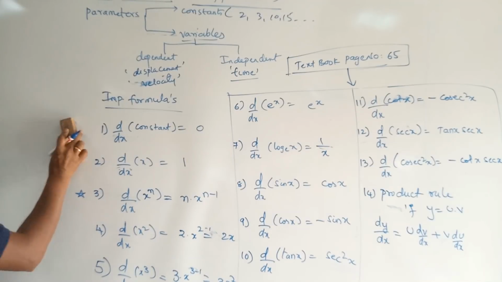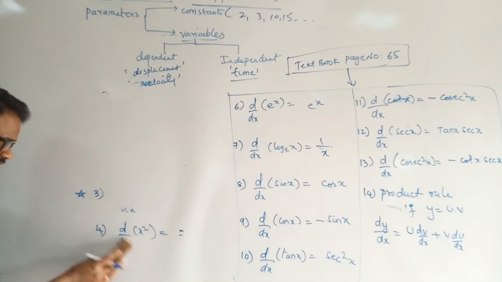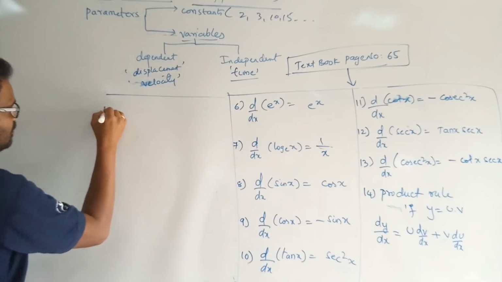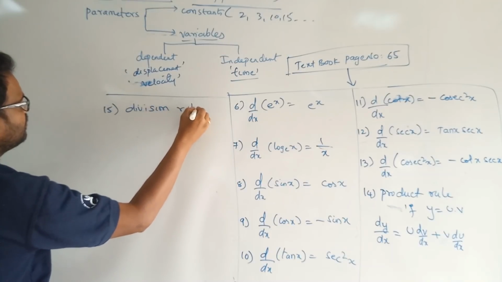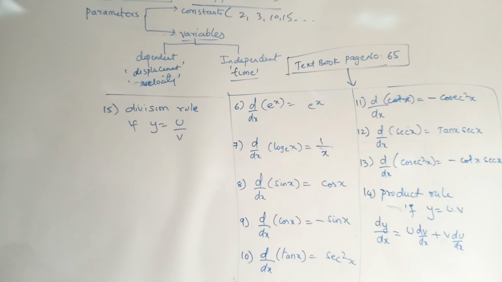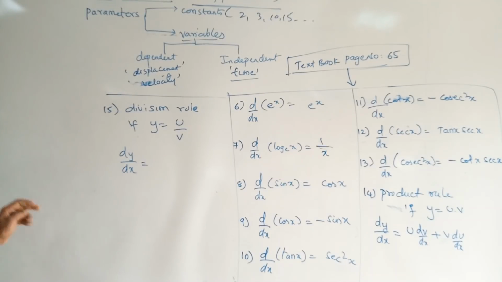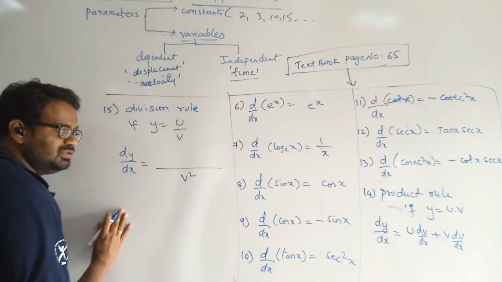After those formulas, that is 14 in number. I'll write the 15th formula here, which is called the division rule. If you have the product rule, you get the division rule also, right? If y is equals to u by v, then dy by dx is equals to differentiating y with respect to x. First, you get the square of the denominator. You have to remember that formula: that is v square.